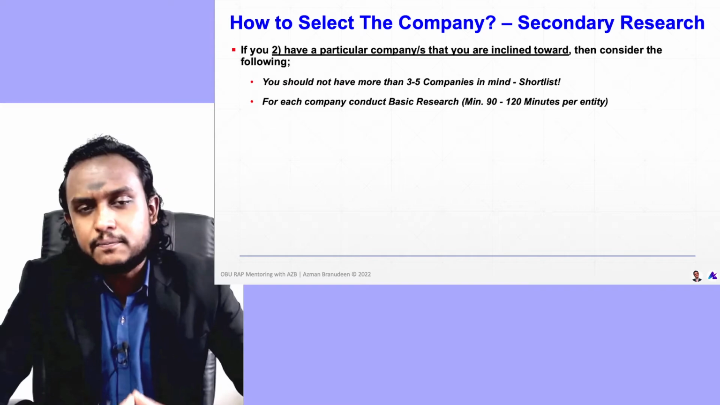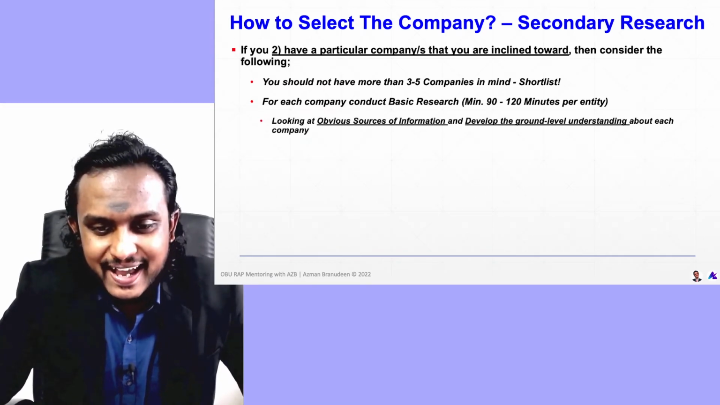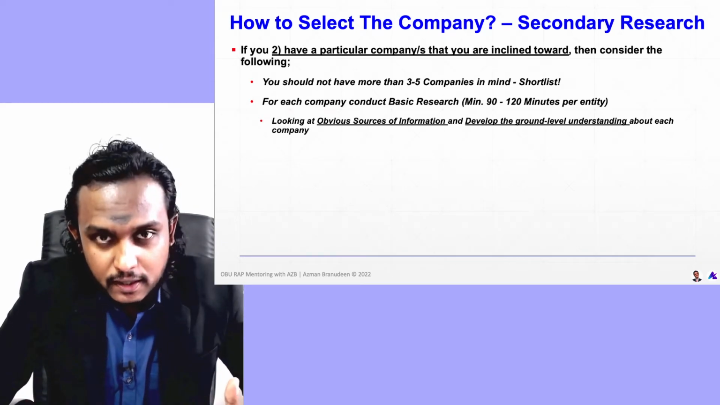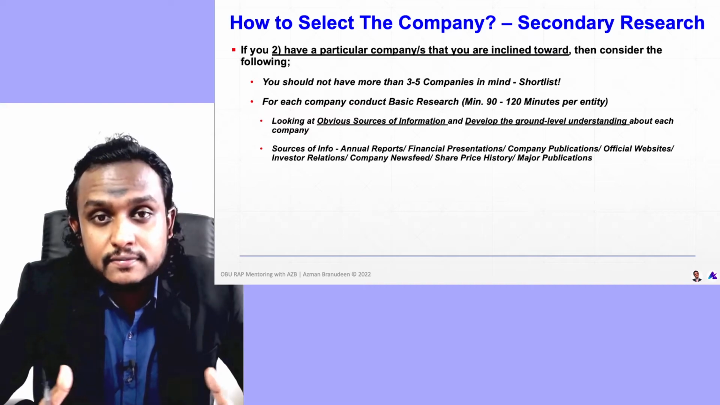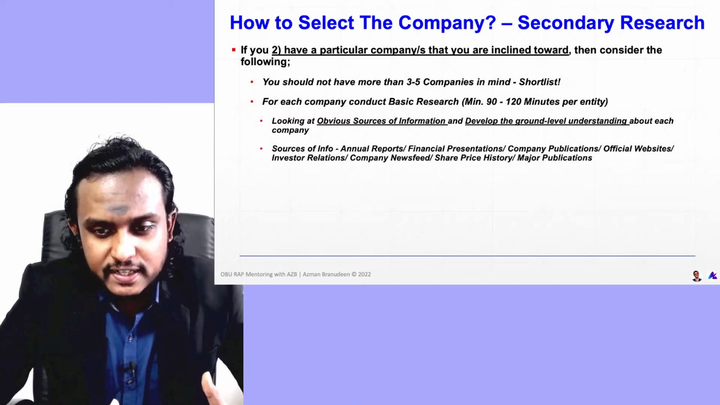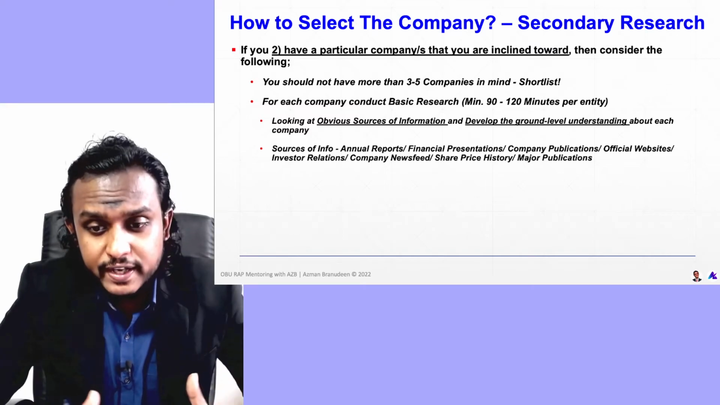For each company, you need to conduct basic research, which we slightly touched on earlier as well. In this process, you can look at obvious sources of information to develop the ground level understanding. You can look at the same sources I mentioned earlier: annual reports, financial presentations, publications by the company, official website, investor relations, company newsfeed, share price history, and other major publications.